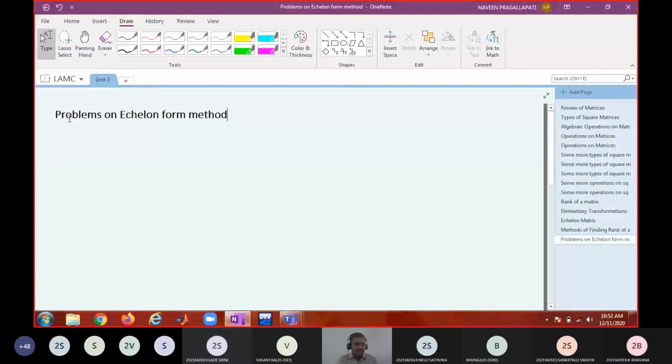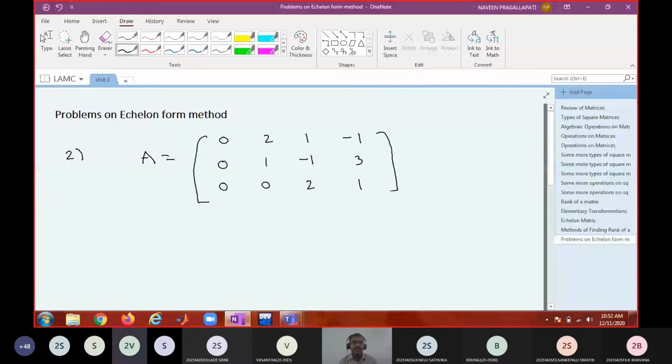I'll discuss one more case. Suppose sometimes a matrix can be like this: A equal to 0, 2, 1, minus 1, 0, 1, minus 1, 3, 0, 0, 2, 1. Let us say I'm taking just small entries. This is a 3 by 4 matrix. Now let us see the rank of this matrix again.